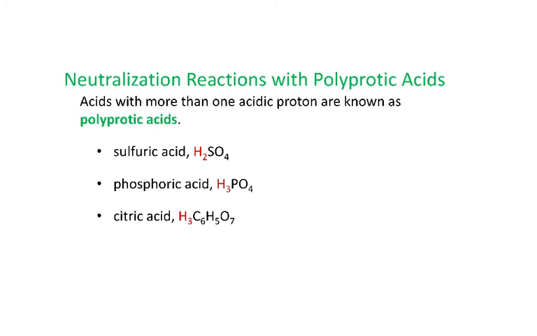Phosphoric acid, H3PO4, gives away 3. Citric acid gives away 3 as well. And so it will still neutralize exactly the same way, except we have to consider some balancing in this case, right? If you want to completely neutralize, say, sulfuric acid, well, you're going to need twice as much base, right? Because it gives away twice as many protons.